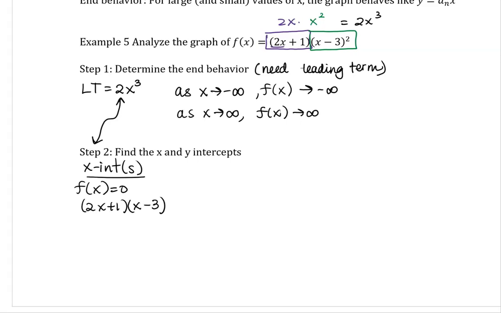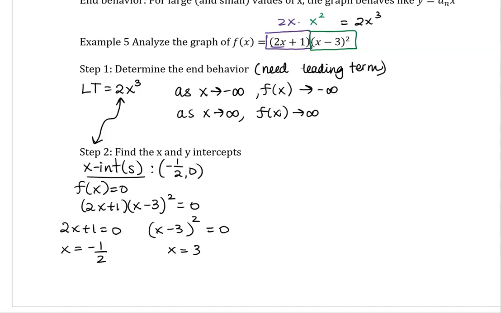And now that we have the function set equal to 0, I will apply the zero product property and set each one of these factors equal to 0 to see that my two x-intercepts are at -1/2 and a positive 3. So our x-intercepts are the points (-1/2, 0) and (3, 0).